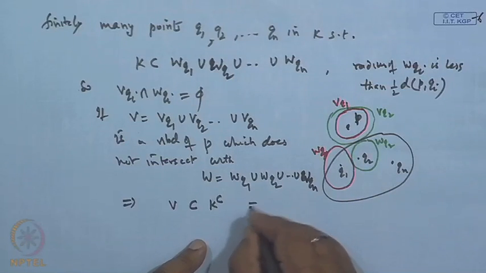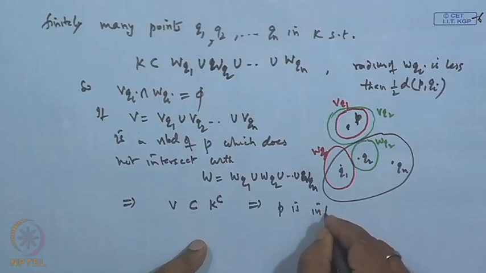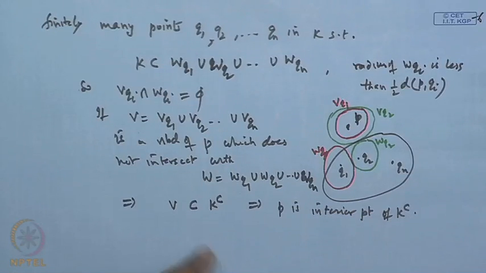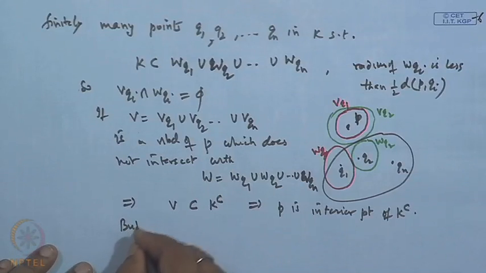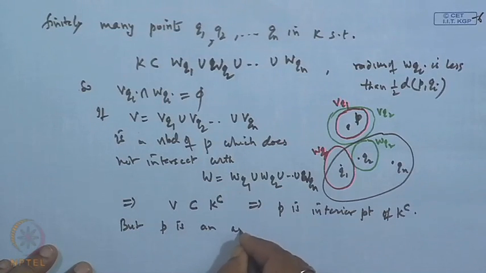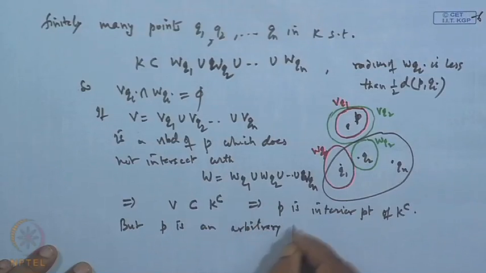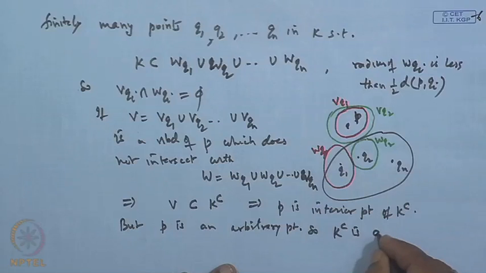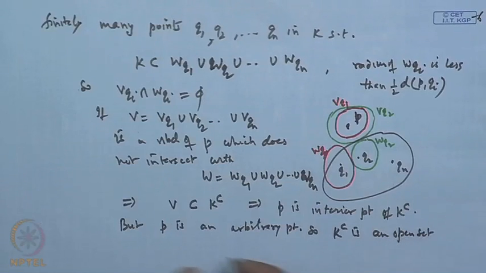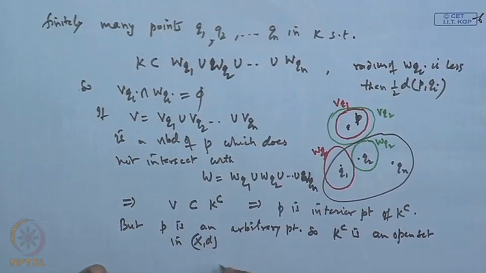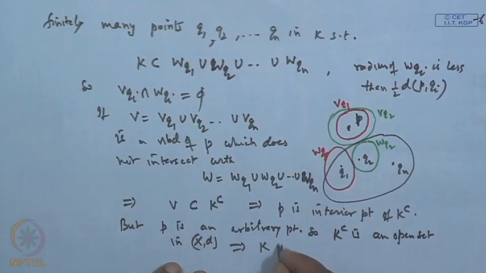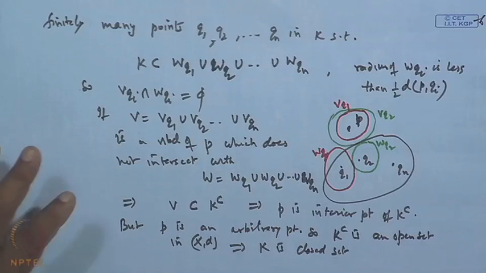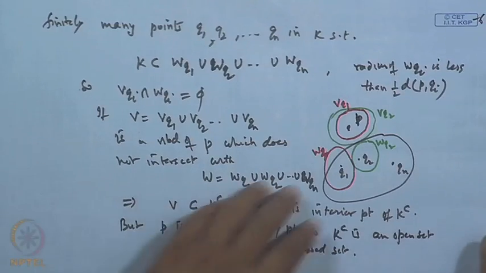Therefore, P is an interior point of K complement, but P is an arbitrary point. So, this shows that K complement is an open set in X, d. Once it is open, then K must be closed. So, every compact subset of a metric space is a closed set, and that is what we proved.